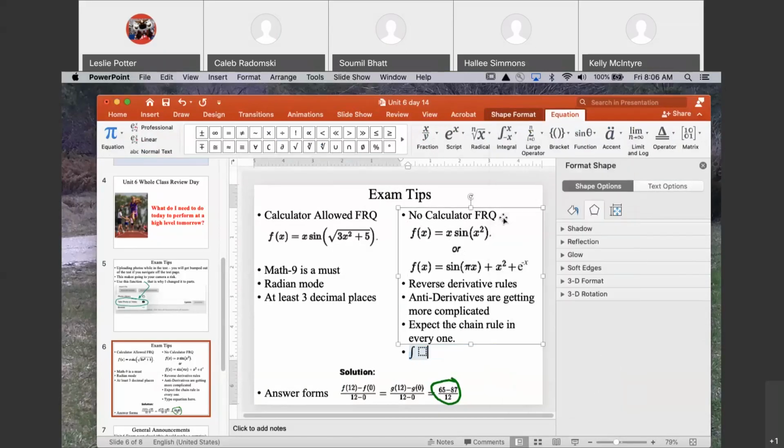I wanted to put in one of these, right? I want to ask you to do this: the integral of x sine x squared dx equals. What's the first thing you're going to do?